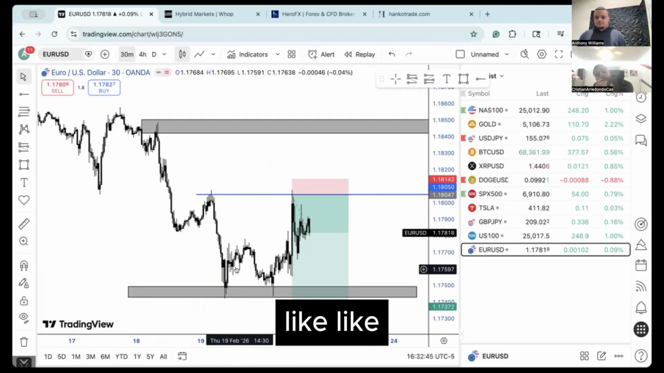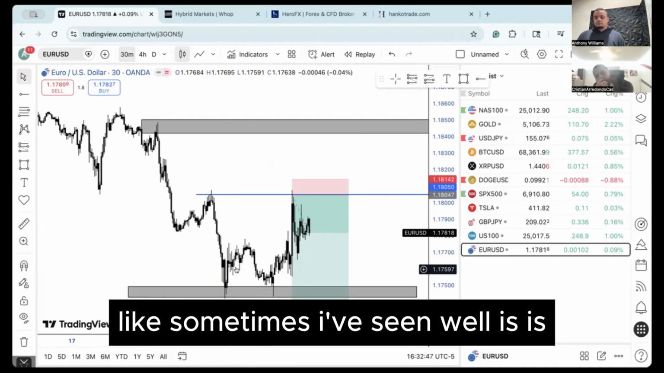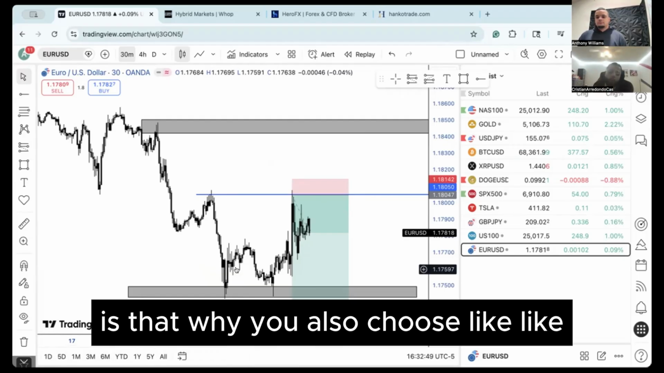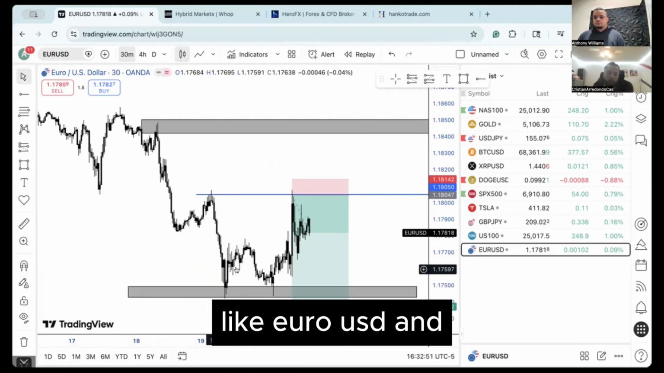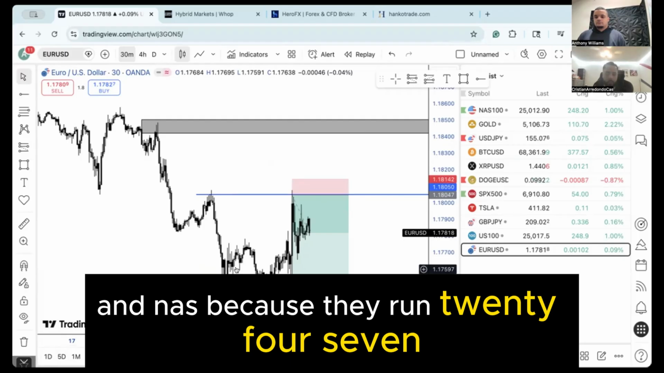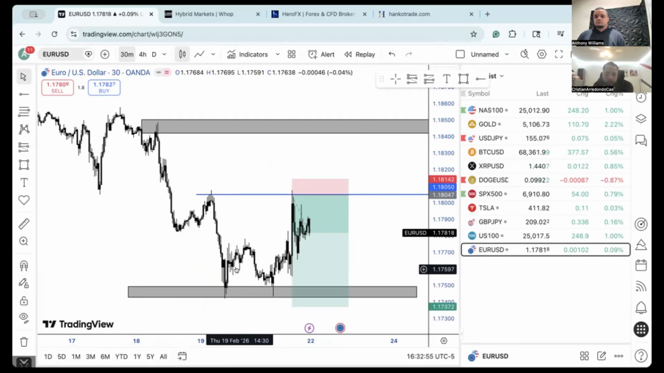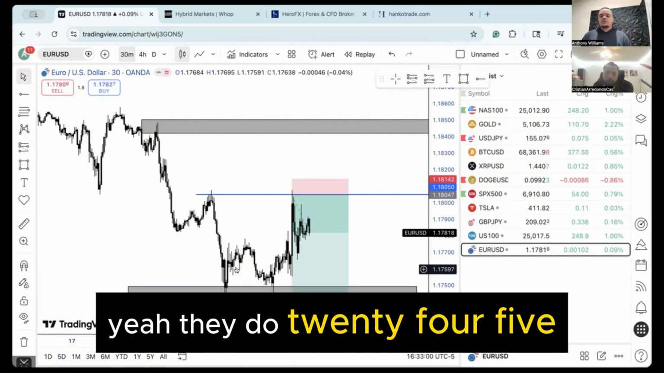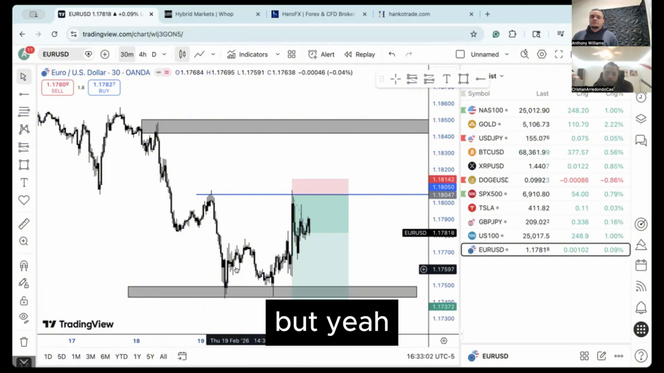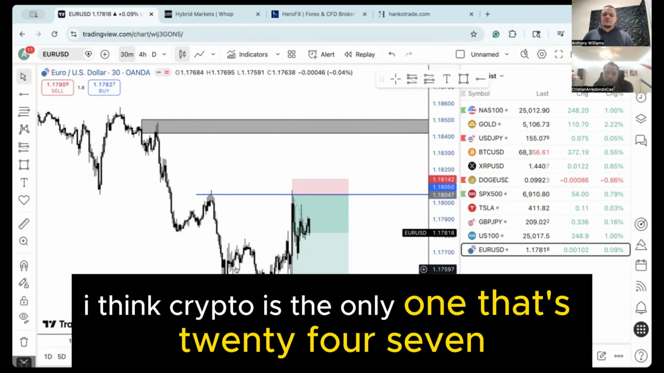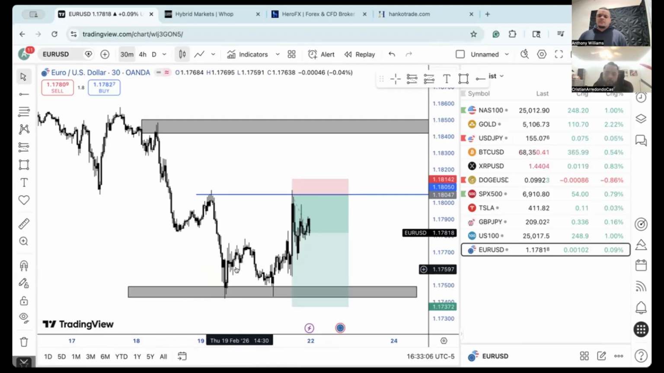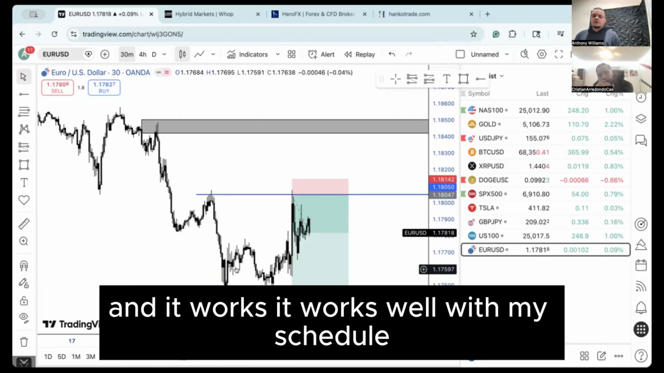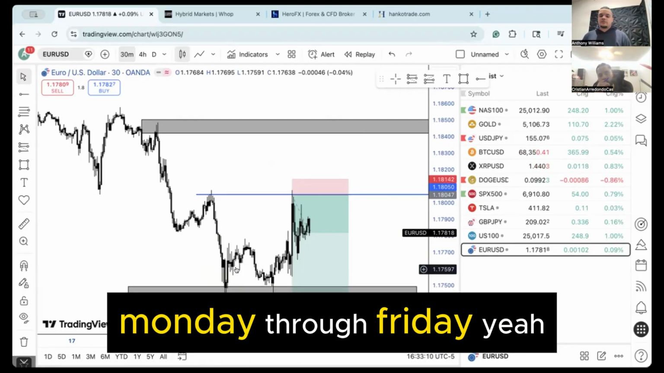Is that why you also choose Euro USD and NAS, because they run 24/5? Yeah, they do 24/5. I think crypto is the only one that's 24/7. It works well with my schedule, Monday through Friday.